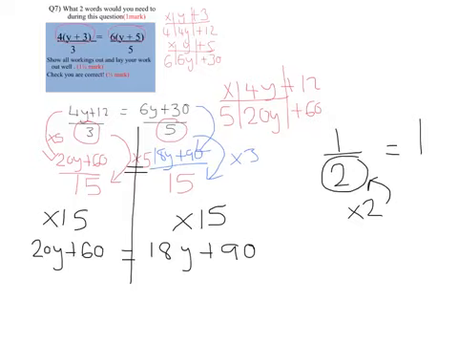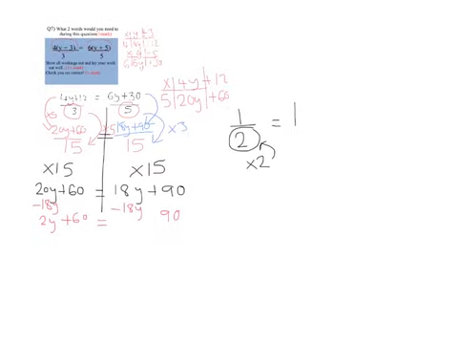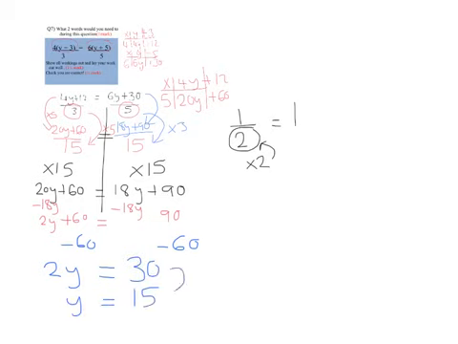Then we can balance, so take 18y from both sides, collect them on the other side, so we've got positive y, so that's going to get us 2y plus 60 is equal to 90. And then take it a little bit further, take 60 from both sides, so we're left with 2y is equal to 30. Hopefully we should just be able to see that y must be 15, but if not, show that it's dividing by 2.